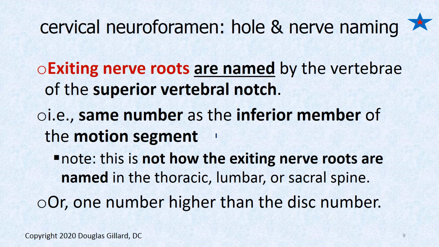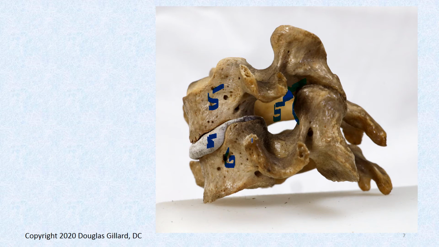Right, exiting nerve roots. How about the exiting nerve roots that come out of here? Let's go back to here and look again. Let's draw an exiting nerve root. So I think we know this already, but this exiting nerve root and all its pieces are named by the bottom member of the motion segment. Right, so it comes right out this little gutter for the exiting root. So this would be the C6 exiting root.